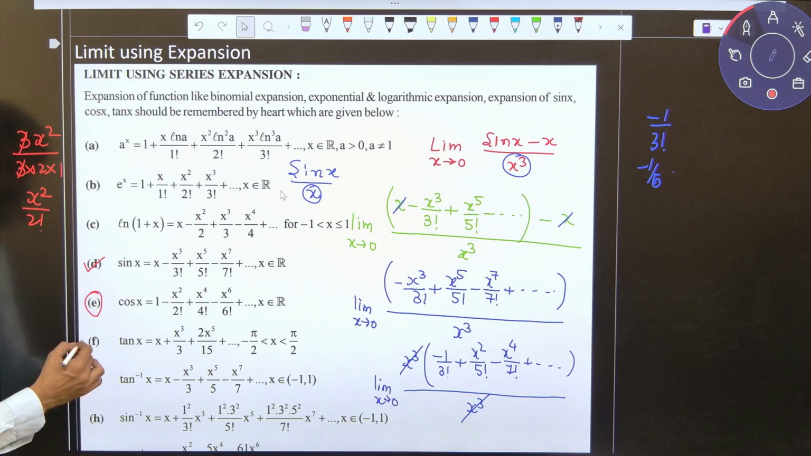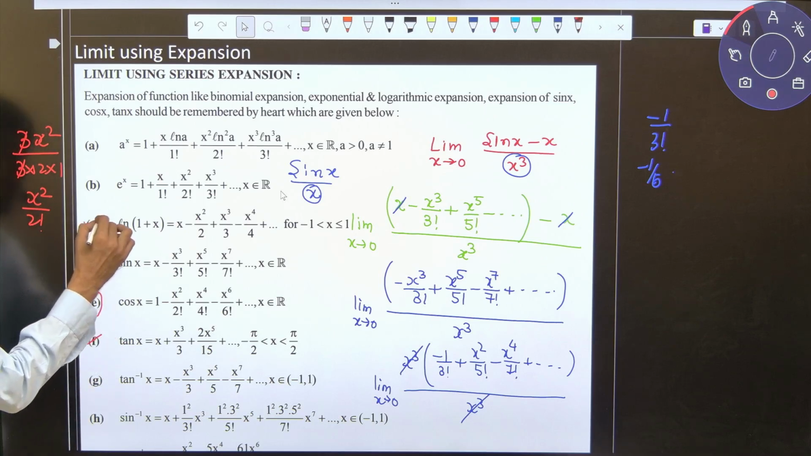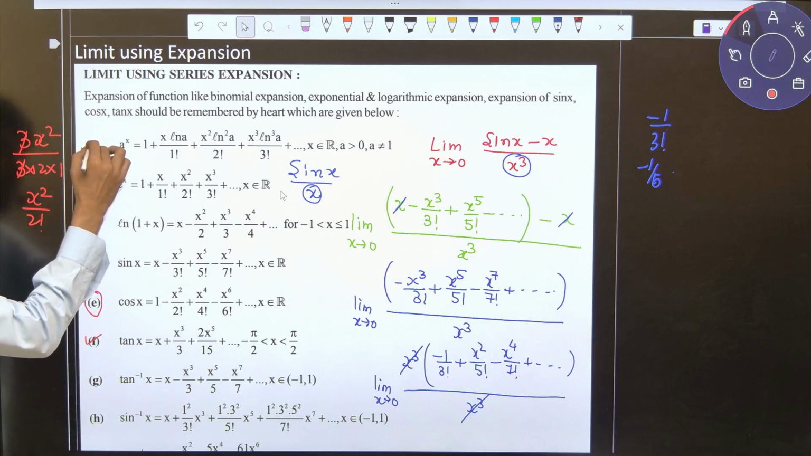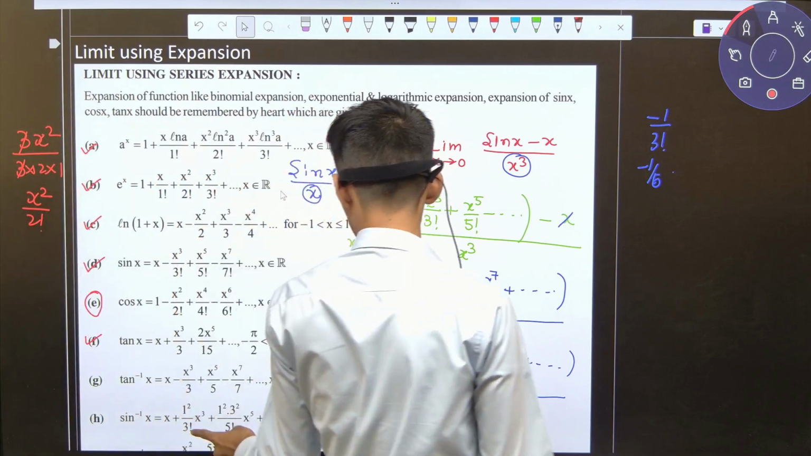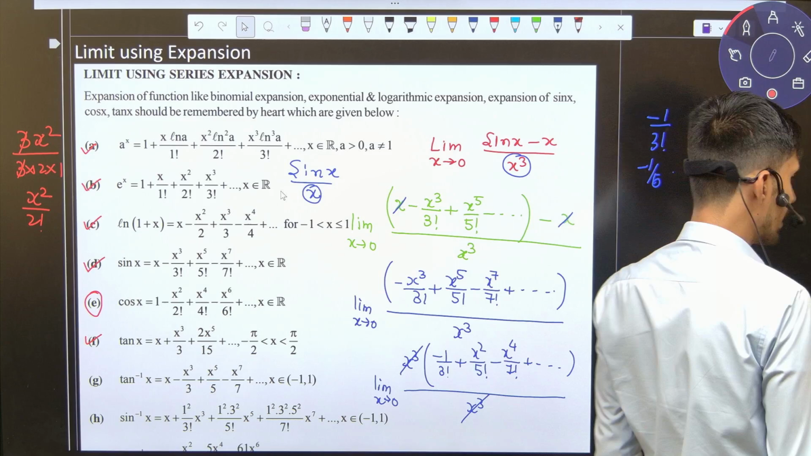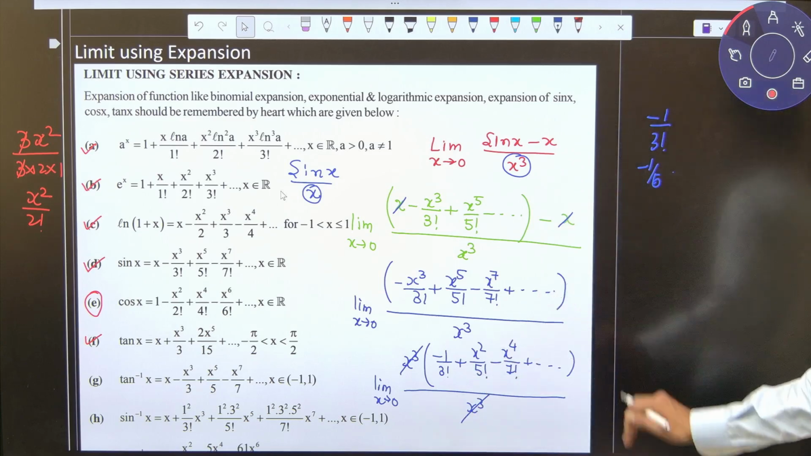Okay. Tan x also you have to learn. Ln 1 plus x. Only this part you can learn. Okay. 1, 2, 3, 4, 5, 6. 6 expansions we have to learn. More than that, if you want to learn, you can learn tan inverse x, sin inverse x and all. Okay. So write down limit using expansion and write down all these 5 expansions, and after that write down this question and solution.